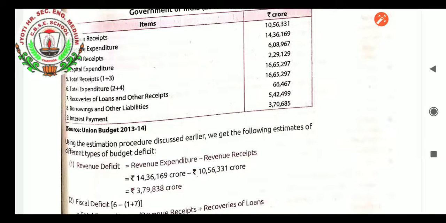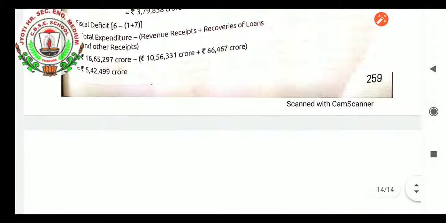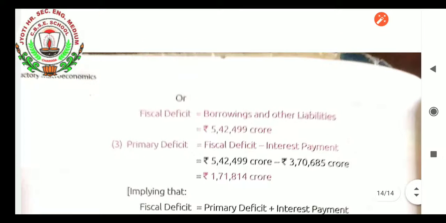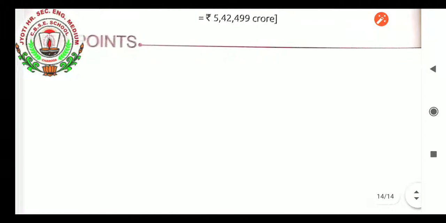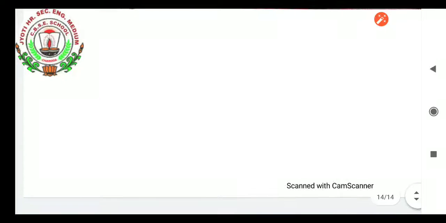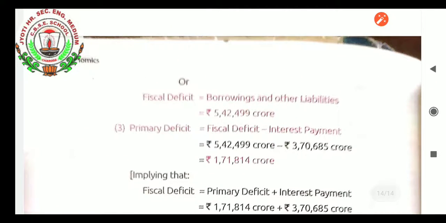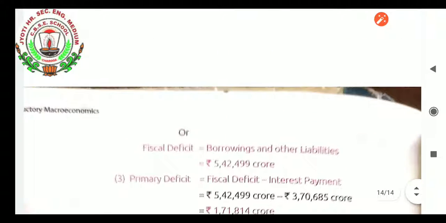Next comes primary deficit. When we subtract interest payment from fiscal deficit, we will get the primary deficit. So this is the primary deficit. One more thing: if you have calculated the primary deficit, you can calculate the fiscal deficit, that is primary deficit plus interest payment. But if we have not calculated the fiscal deficit, how can we calculate the primary deficit? So the fiscal deficit has to be calculated.